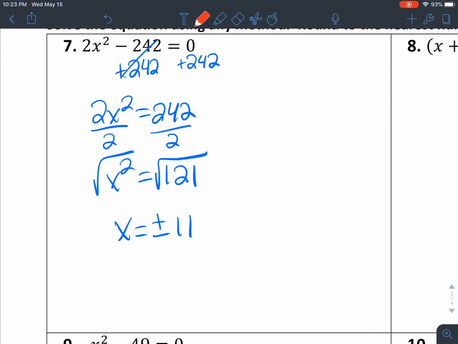In this case, the square root of 121 is just 11. So my 2 solutions are positive 11 and negative 11. So that's with square root method. Obviously, you could also use quadratic formula. In this case, since there's no x term, your b value in quadratic formula would just be 0.